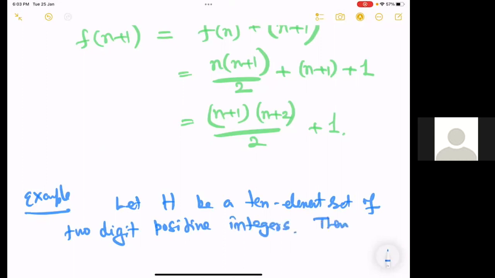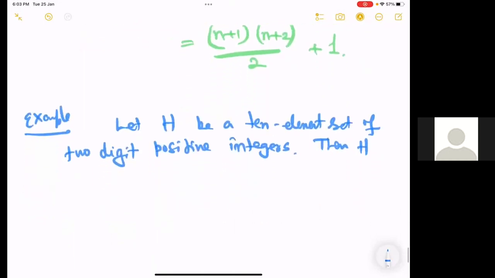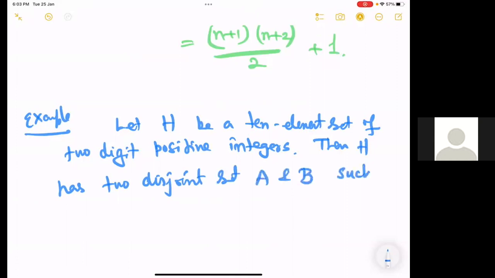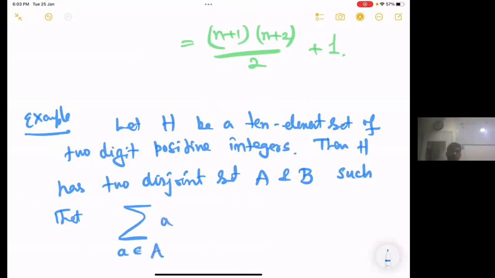Then H has 2 disjoint sets A and B such that the numbers that belong to... so all of you are familiar with this sum notation. You have done algebra already, right? Yes, sir. Right. This is shorthand.